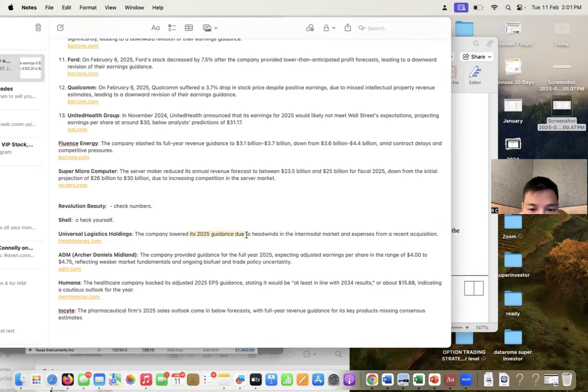Universal lowered guidance, but to what? To what? You need to check if it is big or small. It's more than 10% or not. ADN adjusted earnings for reflecting market, expecting four from what? Okay. So you have to click on one or all of them and go through and do it manually.